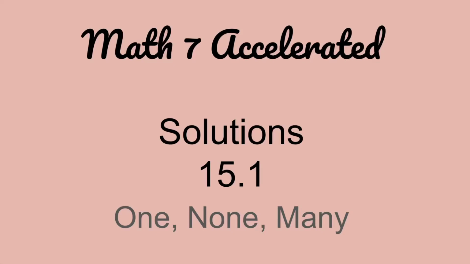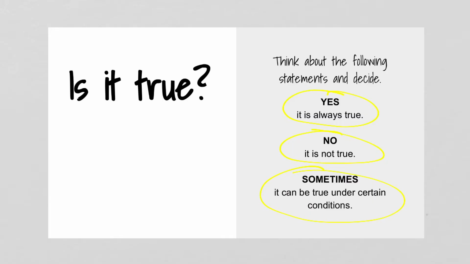This is Mrs. Witt, and this is lesson 15.1 about solutions for Math 7 Accelerated, whether an equation has one, none, or many solutions. We're going to start by doing an activity, and if you're in the classroom, we're all going to be moving around together, but if you're at home, I want you to consider each of the following situations carefully.